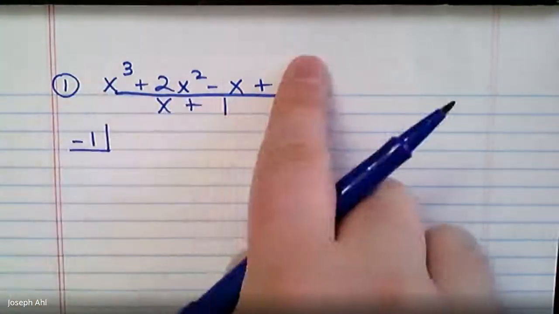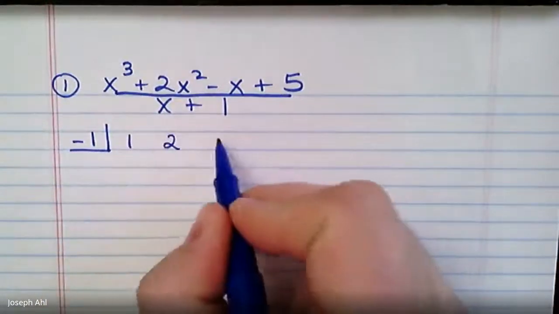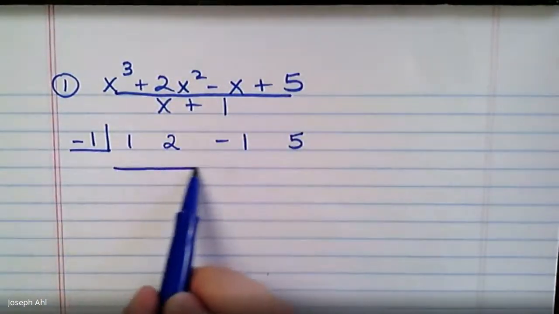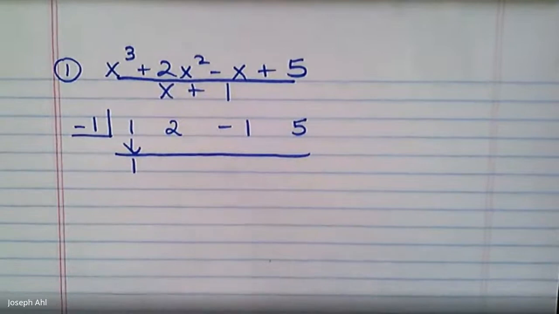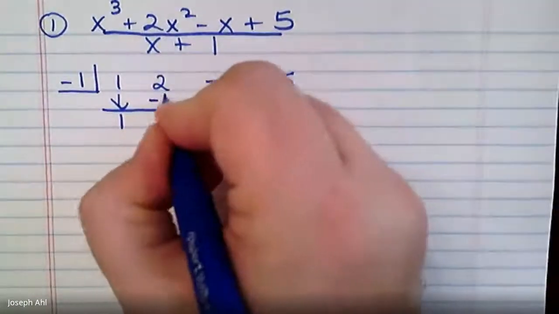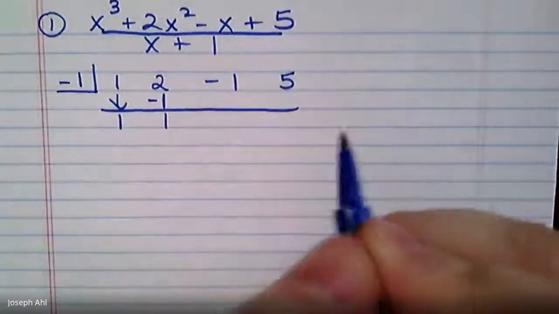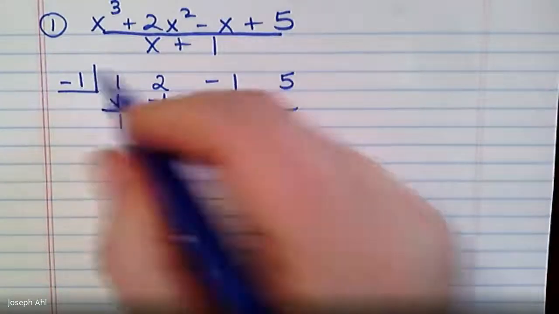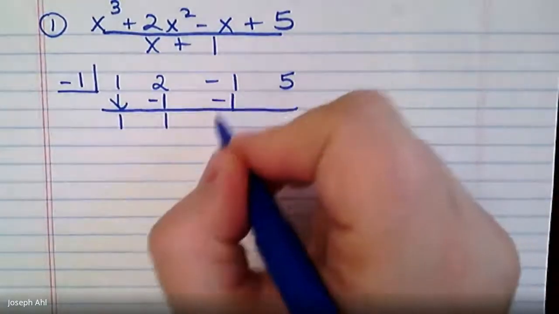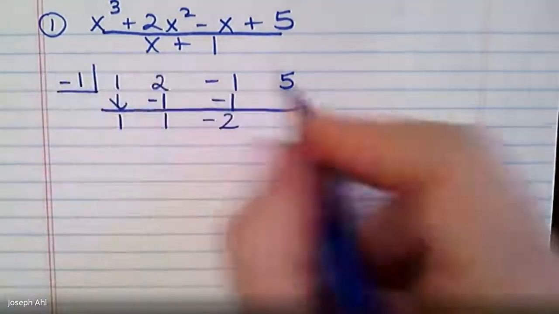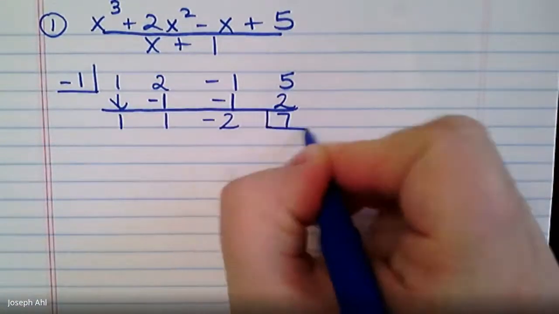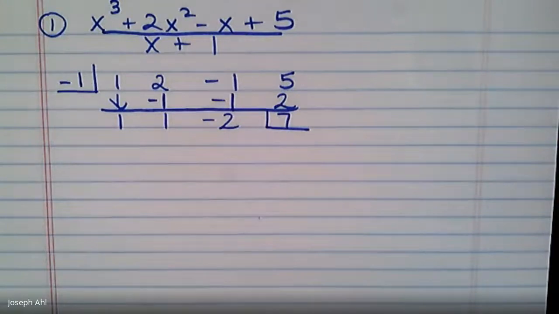Then I get to copy the coefficients down from the cubic, which are 1, 2, negative 1, and 5. And if you remember that process from a moment ago, the very first thing I did was bring down the 1. So when I bring down the 1, 1 times negative 1 is negative 1, plus the 2 above it is 1 again. Well, 1 times negative 1 is still negative 1, plus the negative 1 above it is negative 2. One more time, negative 2 times negative 1 is positive 2, and then 2 plus 5 is 7. Remember that last number, just like I did in the last example, I block it off because that's the remainder.